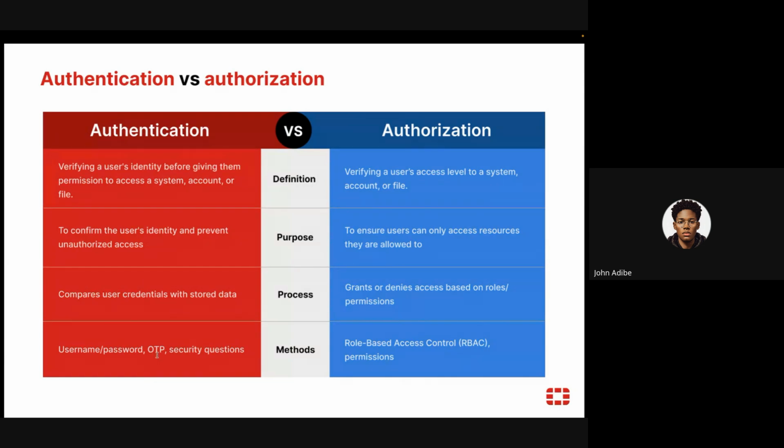That's the process. Then the methods: username, password, OTP, security questions, right? All those things you do when you're logging in. Then the method for authorization is role-based access control, RBAC. You're going to be seeing this often going forward. RBAC means role-based access control. Just read meaning into the acronym: role-based access and then control permissions. So this is just the theoretical part. There is more to the practicality, the implementations. And it's also good to identify when you're authenticating and when you're authorizing. So probably in our next class, we'll dive into this deeply.